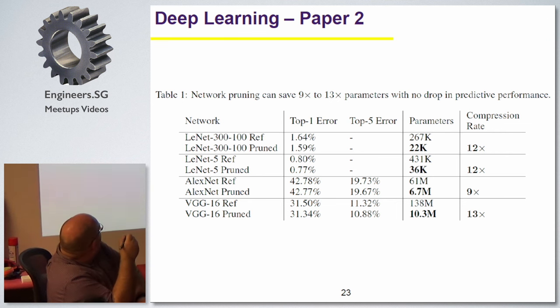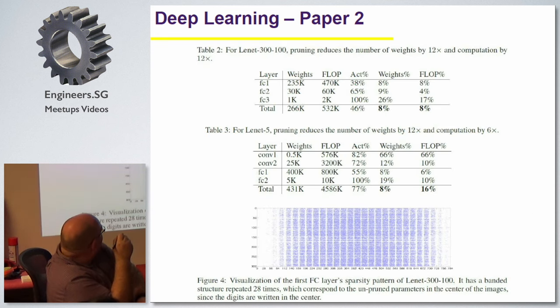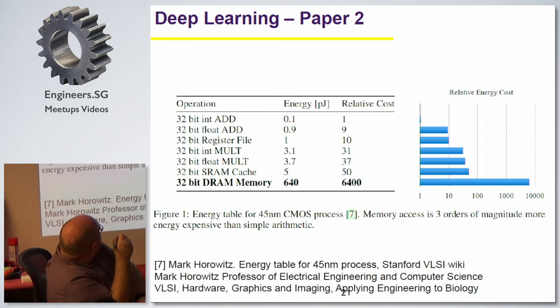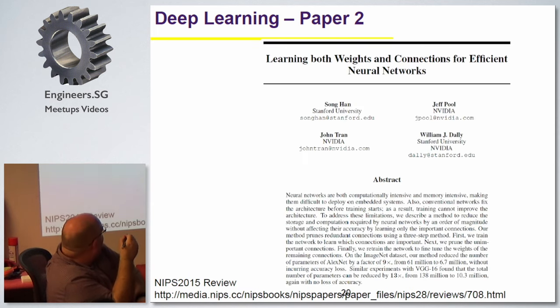At that time, it seemed to be the same networks, but the compression rate seems to be smaller. So I think this one only uses pruning. They only remove the pruning, right? Yeah, maybe only the pruning.